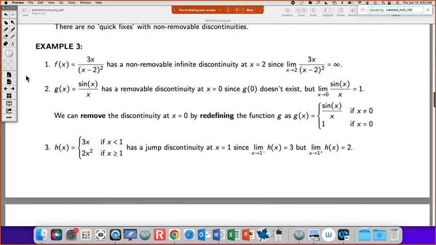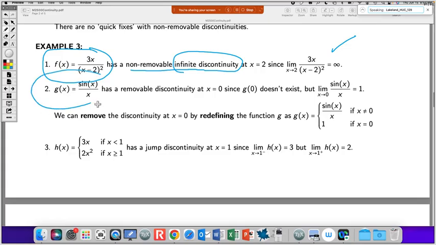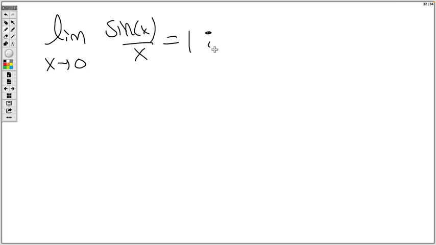So looking back at our three functions from example 1, this has a non-removable infinite discontinuity. You follow? Number 2, the g of x has a removable discontinuity. Since the limit exists and is 1, we can remove it by just making g of x a piecewise function. So here's how we do that. Since the limit as x goes to 0 of sine of x over x equals 1, here's what we're going to do. We're going to take our g of x as we were given to us.